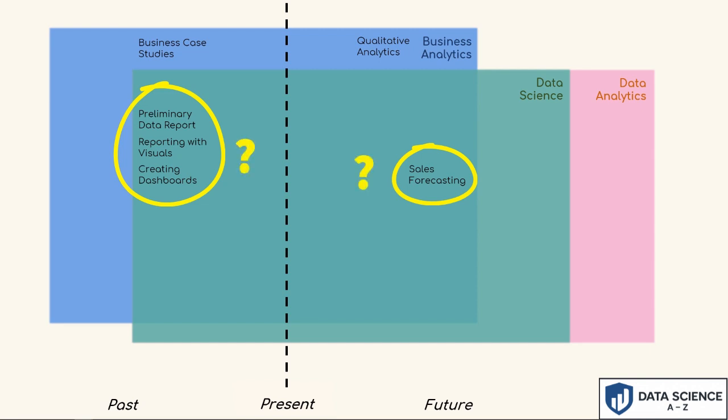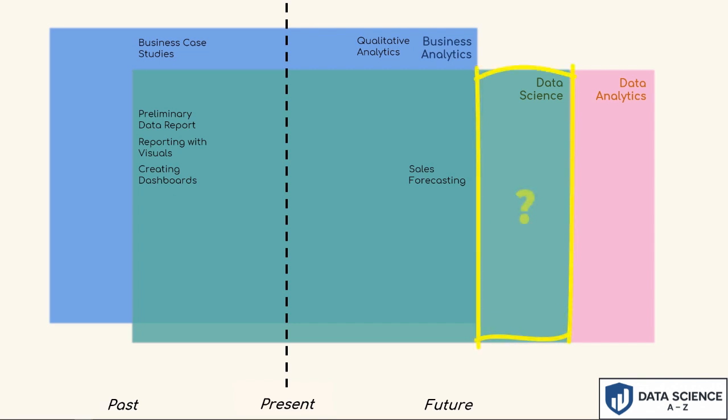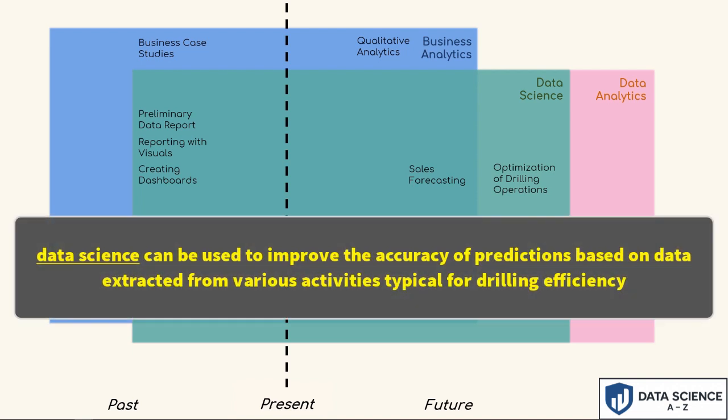Okay, great! Does this mean that the preliminary data report, reporting with visuals, creating dashboards, and sales forecasting are of interest to a data scientist? Yes, absolutely. And now, do you think we can find an example of a discipline that belongs to the field of data science and is considered data analytics, but not business analytics? Well, think of the oil and gas industry and the optimization of drilling operations. This is a perfect fit for this sub-area. Data science can be used to improve the accuracy of predictions based on data extracted from various activities typical for drilling efficiency. And that certainly isn't business analytics.